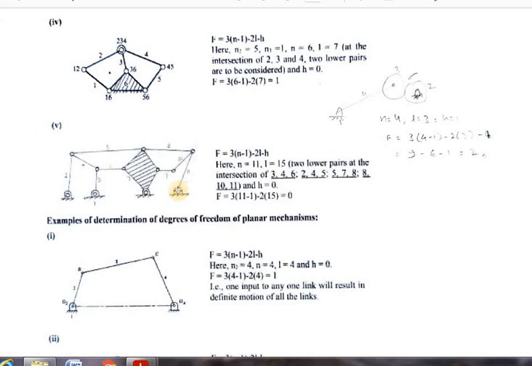Okay, so there are 15 lower pairs, and again there are no higher pairs present. So h is equal to 0, l is equal to 15. By substituting this, we can find that the degrees of freedom is 0. There is no degree of freedom, there is no motion in any direction.